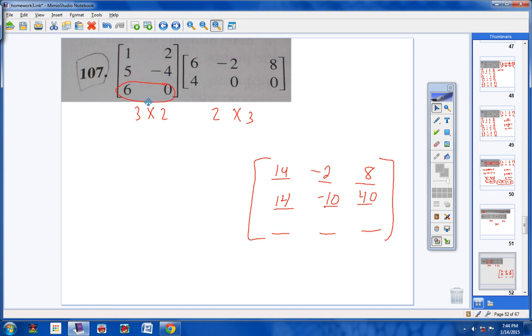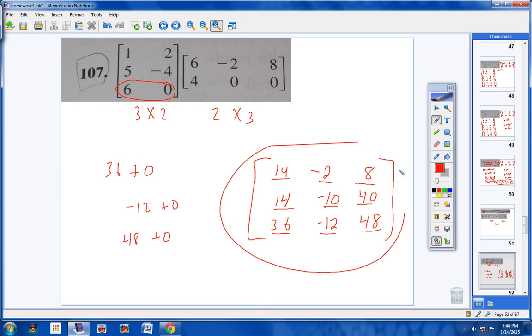And then lastly, we'll take our other row right here and multiply it times each column. So 6 times 6 is 36, plus 0 times 4 is 0, so 36, okay? Then we take this row times this column here, 6 times negative 2 is negative 12, 0 plus 0 is 0, negative 12 plus 0 is negative 12. And then we take this row here times this column over here, 6 times 8 is 48, 0 times 0 is 0, 48 plus 0 would be 48. Let me check that bottom row real quick. 36, negative 12, 48. So yes, this is the answer, okay?